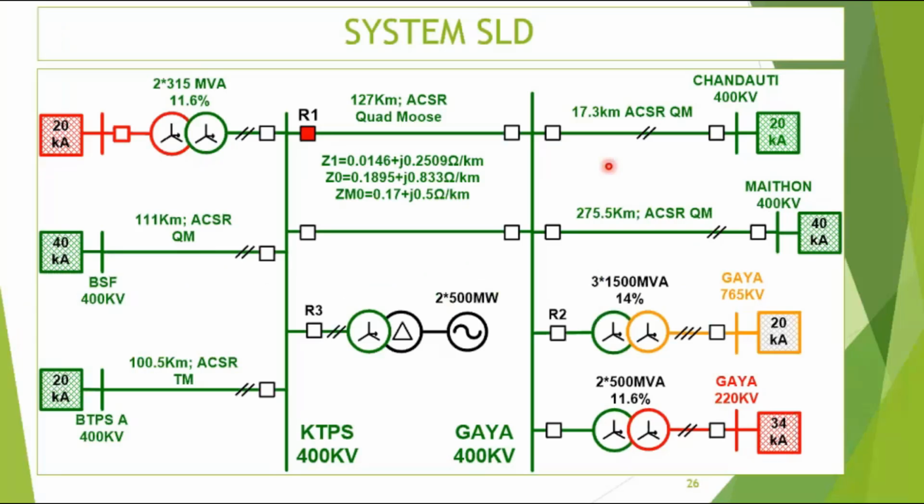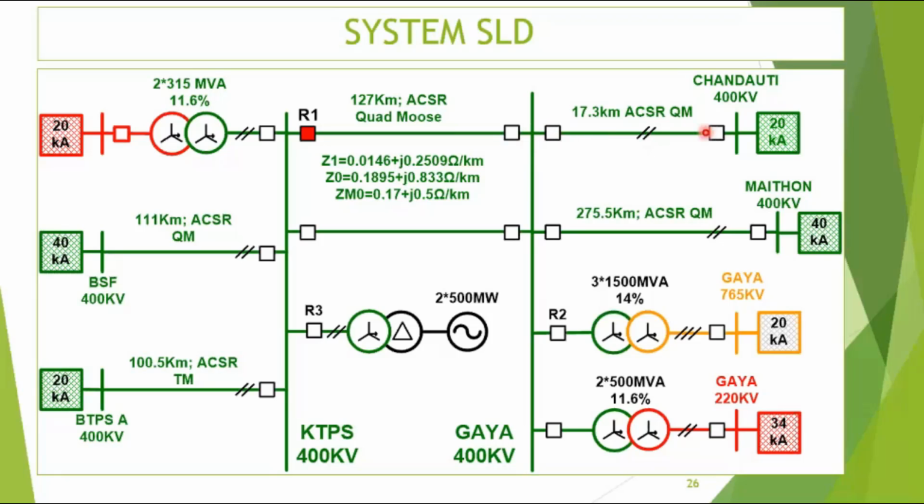So I've taken a little, not complicated, obviously not, system in our utility, in DVC utility. So we will be calculating the setting of this R1 relay. This is the system SLD. We have a 127 kilometer ACSR quad mousse conductor with these parameters, and the shortest line from the remote bus, I've given the name of the buses also.